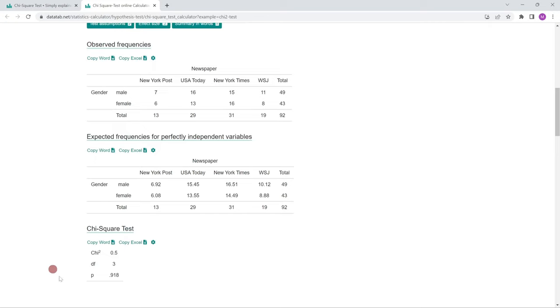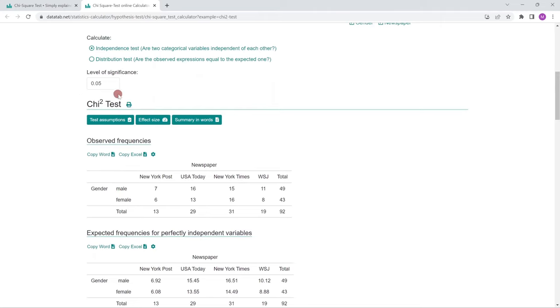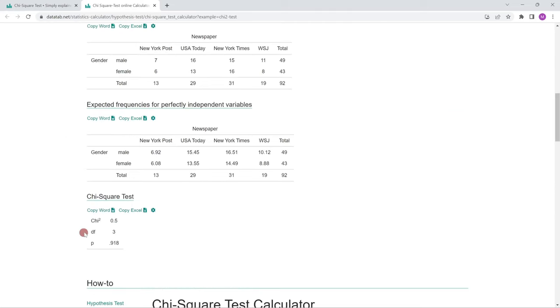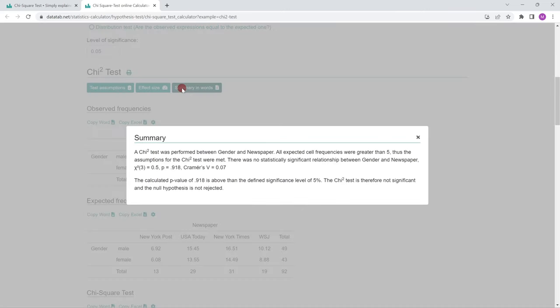And here we see the results. The p-value is 0.91, which is much higher than our significance level of 0.05, and therefore we keep the null hypothesis. If you don't know exactly how to interpret the results, just click on Summary in Words.